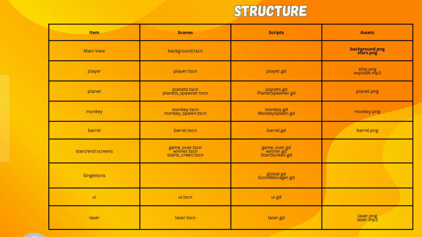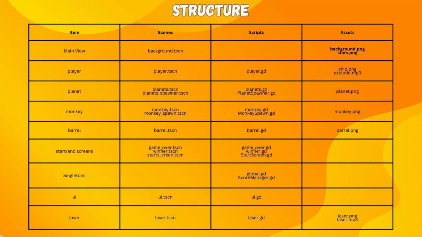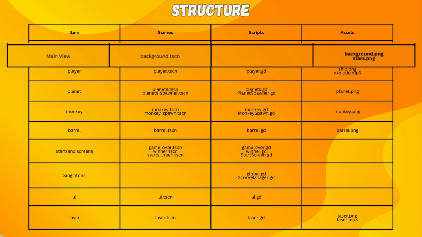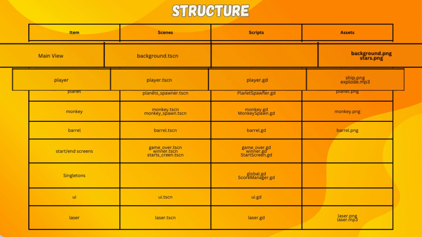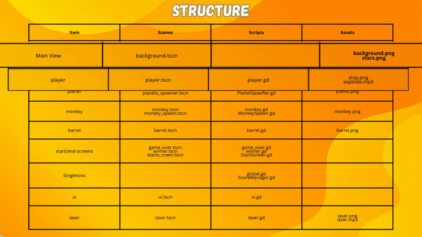So in terms of the file structure that we talked about last time, what we're going to be editing or working on in this particular lesson is our main view. So we need to actually create our background scene and add in our assets for that. And we're also going to work on our player, which we've already started, but we're going to add a script to it in this one. Let's get cracking and get this done.